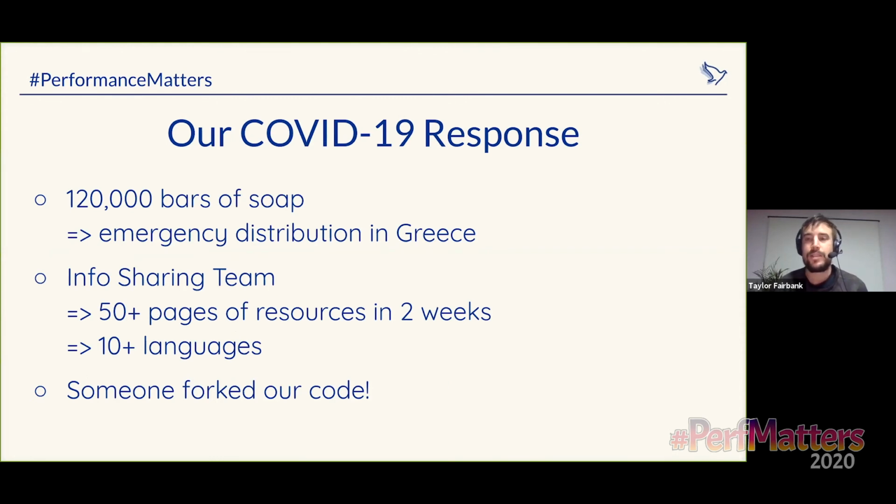Cool. So just on the Distribute Aid side, we were really lucky and we got 120,000 bars of soap to Greece in February, which was able to be distributed through an emergency distribution to about 30,000 folks on the Greek islands before aid groups started losing access to the camps. In the first 2 weeks of this month, we got 50 plus pages of knowledge and info sharing resources up, and we're starting to get those translated into 10 languages. And oh my goodness, someone forked my code base, which is terrifying, absolutely terrifying.